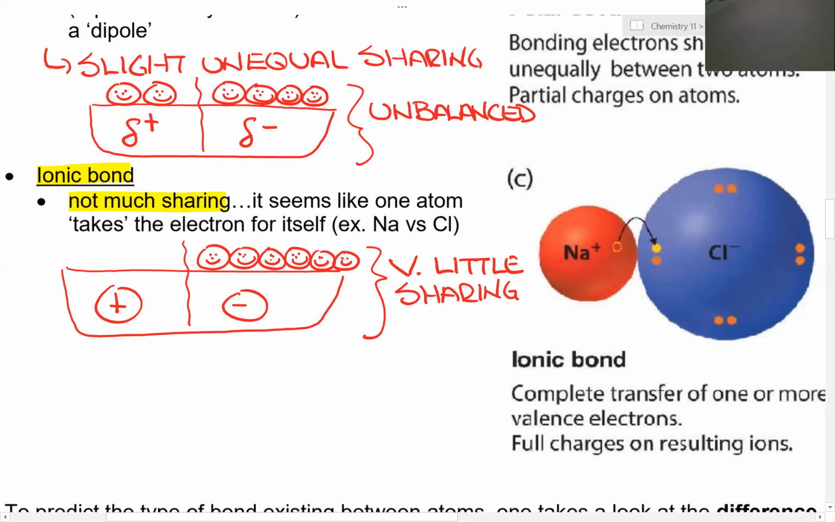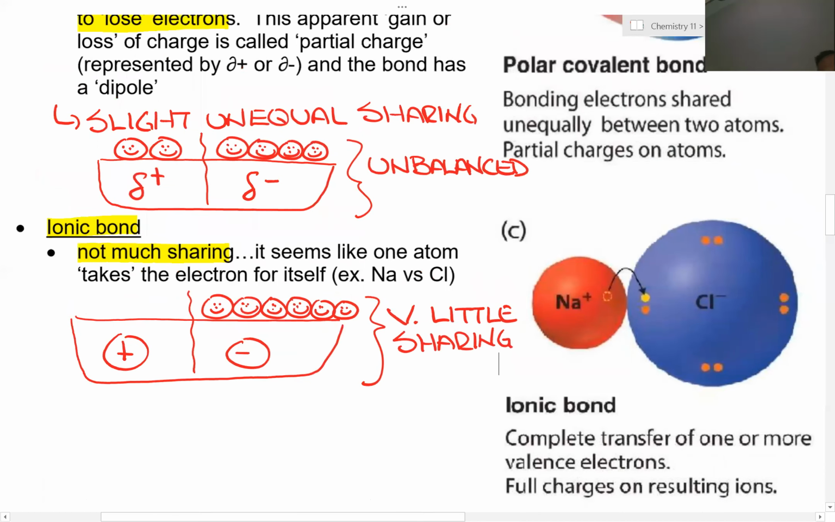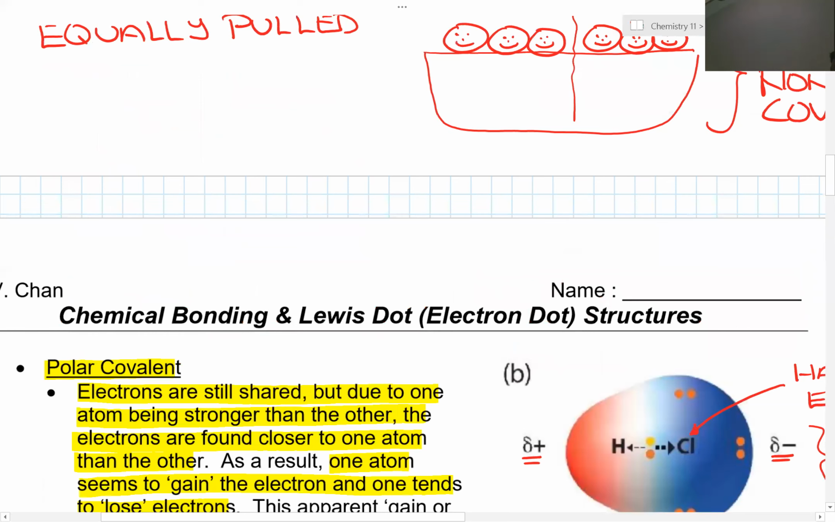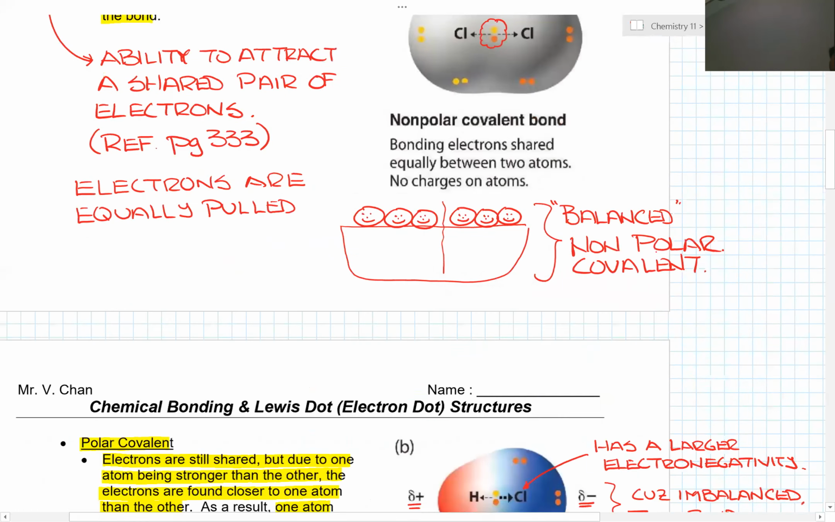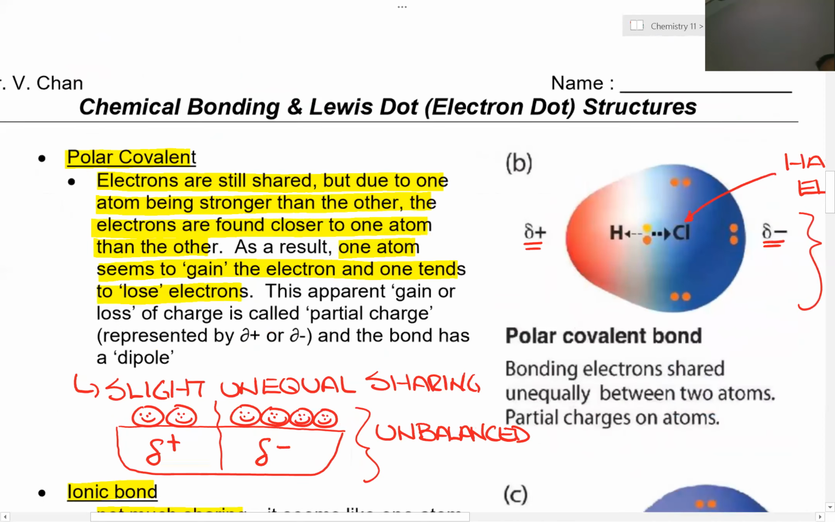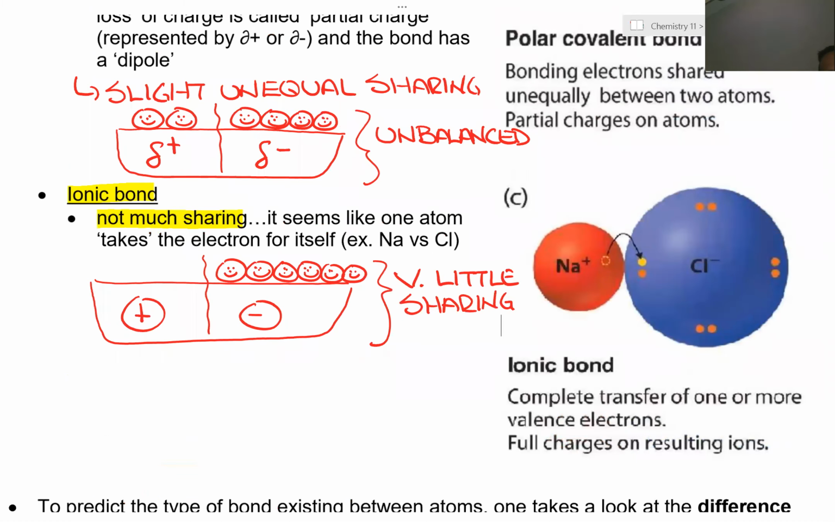Okay, so basically you're talking about the amount of sharing of electrons. Non-polar covalent is perfectly balanced. Polar covalent means that there is slightly unequal sharing, and ionic bond is not much sharing at all. Okay, complete transfer.